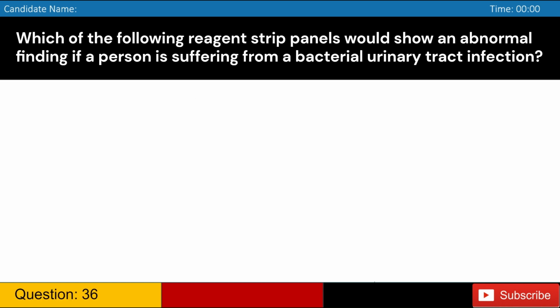Which of the following reagent strip panels would show an abnormal finding if a person is suffering from a bacterial urinary tract infection? A. Plus, glucose.